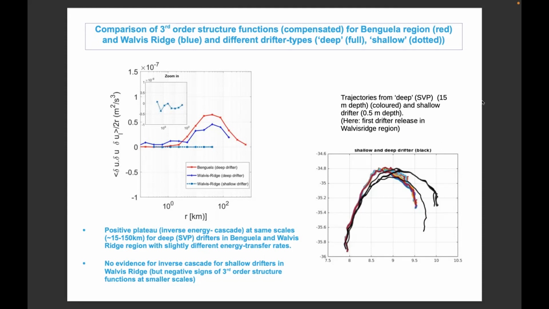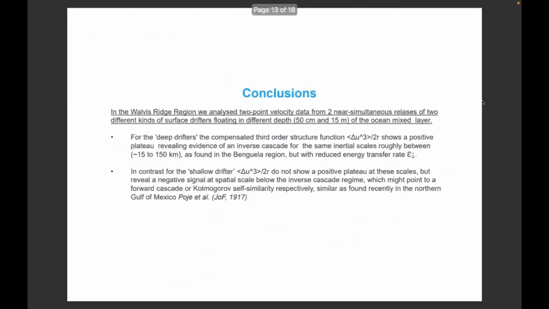But Kolmogorov self-similarity. The conclusion I gave already: both deep drifters showed a positive plateau with different energy transfer, and the shallow drifters did not, but possibly Kolmogorov self-similarity. That means we should look at the PDFs.